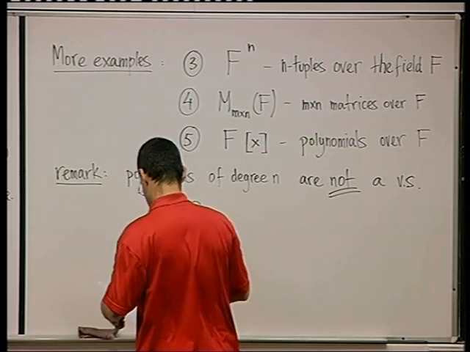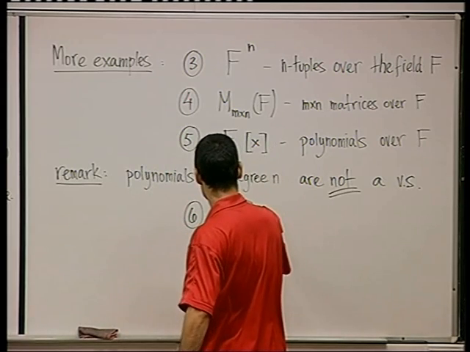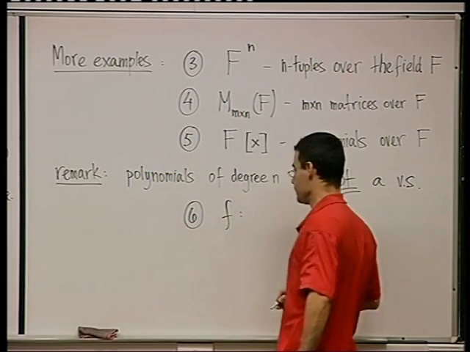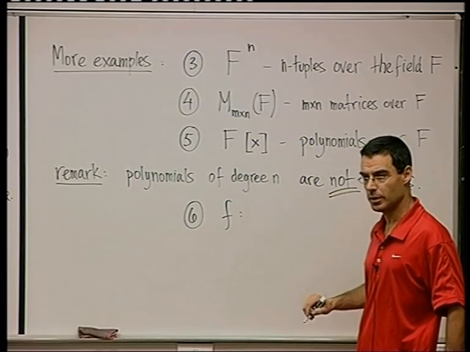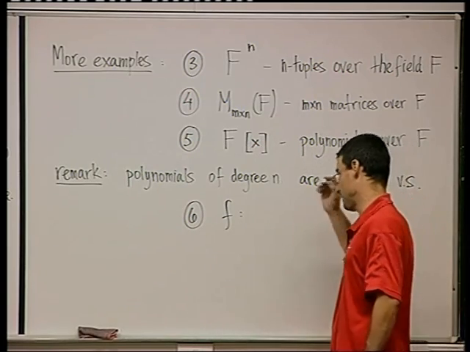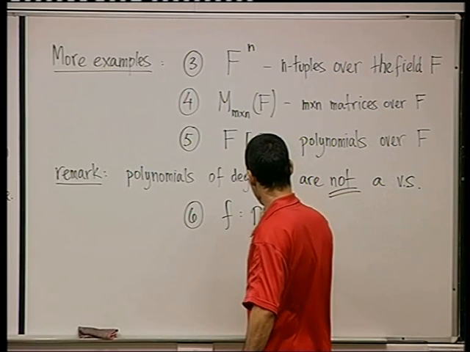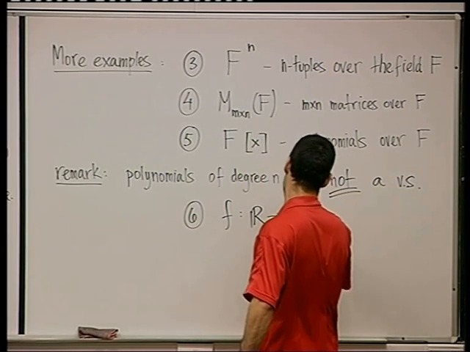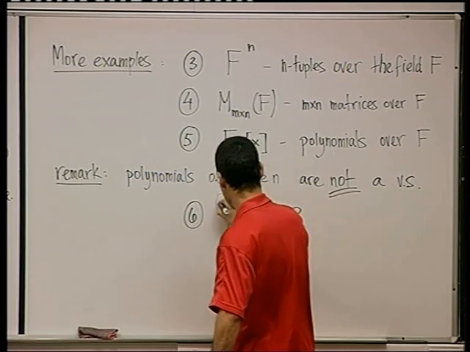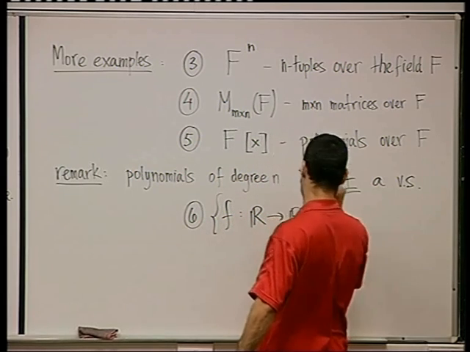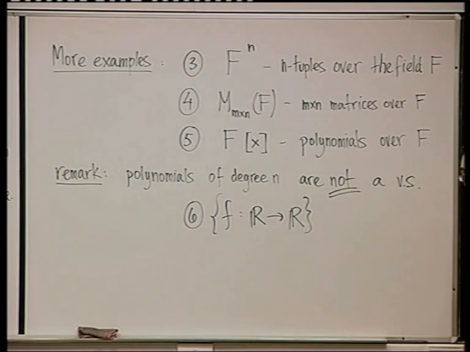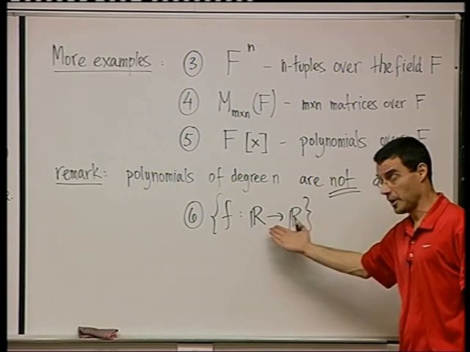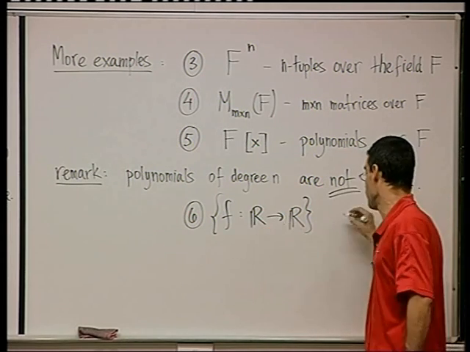6. Look at all the functions. You know functions, right? You're studying them in calculus, and you've met them before. All real valued functions, functions from R to R, for example. The set of all functions from R to R, any function that you want. It's a vector space. There's addition of functions, over R.